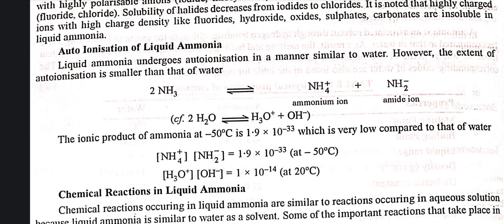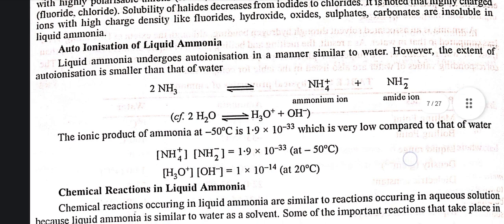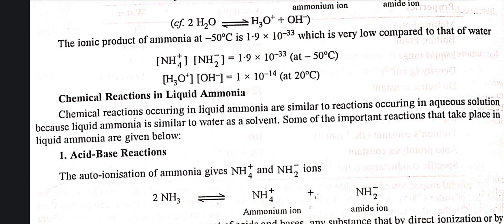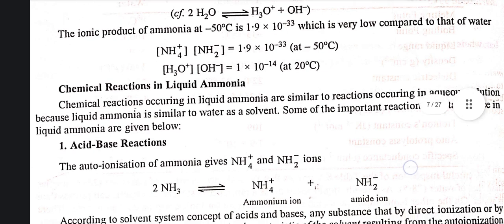Autoionization of liquid ammonia. Liquid ammonia undergoes autoionization in a manner similar to water. However, the extent of autoionization is smaller than that of water. The ionic product of ammonia at minus 50 degrees Celsius is 1.9 × 10^-33, which is very low compared to that of water, which is 1 × 10^-14 at 20 degrees Celsius.